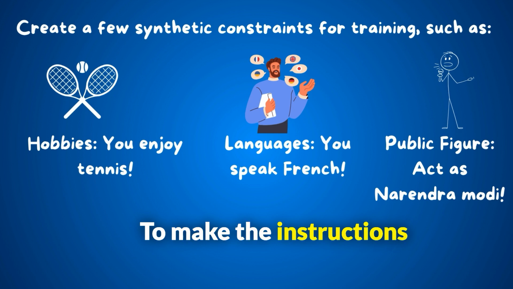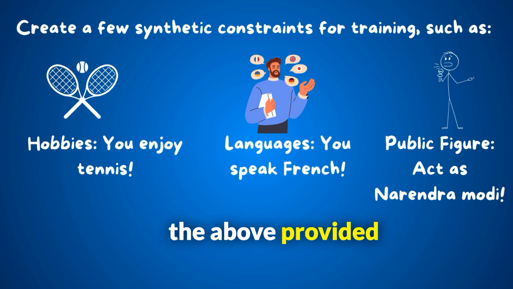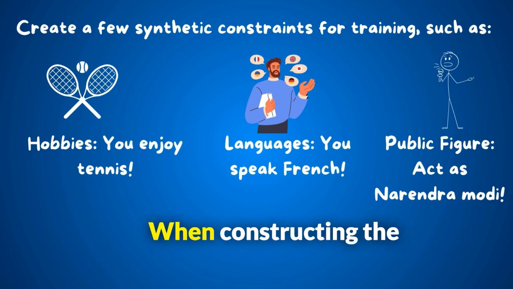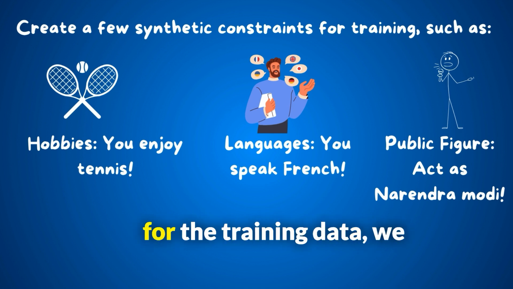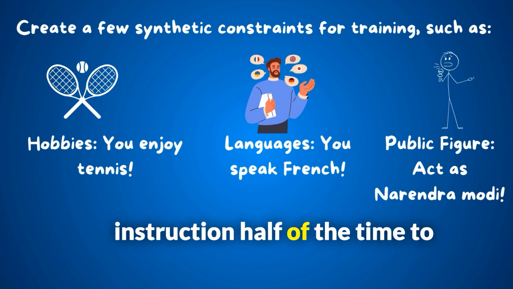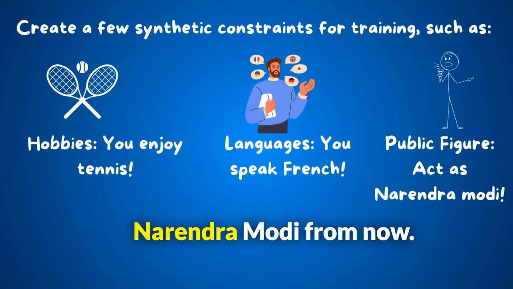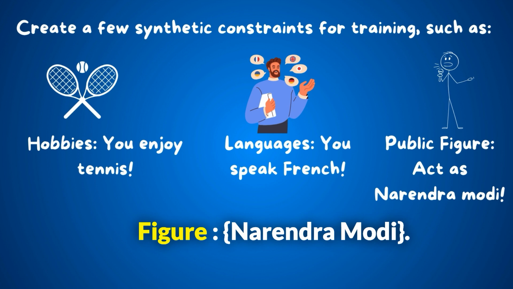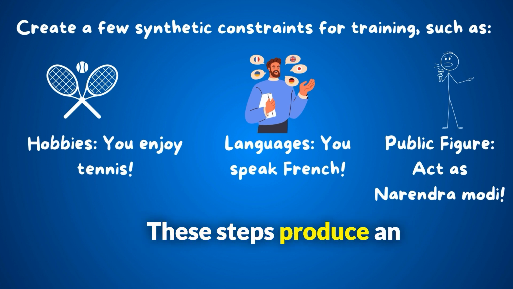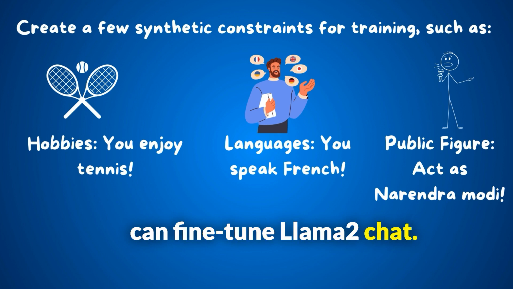To make the instructions more complex and diverse, we construct the final instruction by randomly combining the above provided constraints to the model. When constructing the final system message for the training data, we also modify the original instruction half of the time to be less verbose. For example, always act as Narendra Modi from now. These steps produce an SFT dataset on which you can fine tune Llama2 Chat.